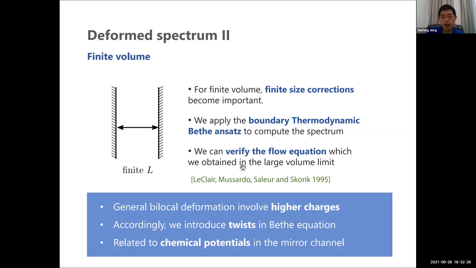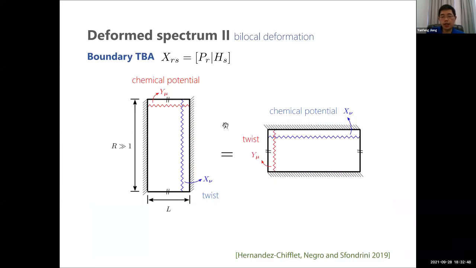The only thing that is slightly different from the traditional boundary TBA is that since our deformation involves higher charges, it will be convenient to introduce twists in the Bethe equation at the beginning, and these twists are related to the chemical potential in the mirror channel. So pictorially, it's like this. If we want to do a boundary TBA, you first place the boundary in the space direction, and then we can take the time direction to be a very large circle. So I identify these two.